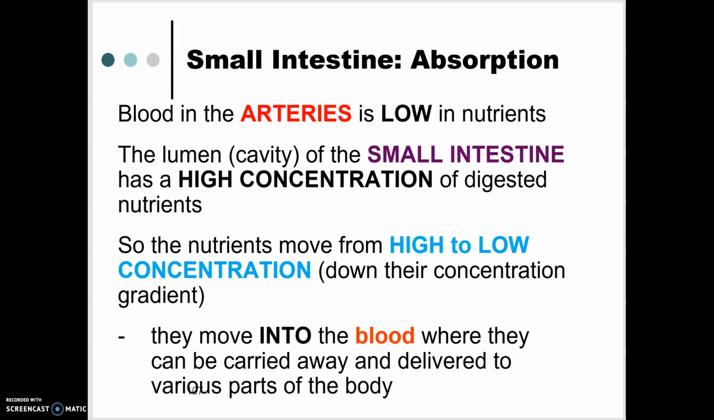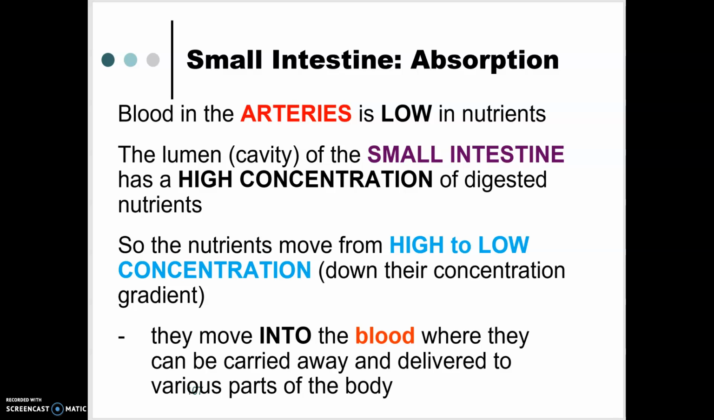Now, when blood is carried to the villi, it comes in the arteries, of course, and this blood is going to be low in nutrients. It's going to be coming from the lungs and the heart, and it's going to have high oxygen, but it's going to have low nutrients. Now, when it comes close to the lumen of the small intestine, there's going to be a lot of nutrients in there because we just did all that digestion.